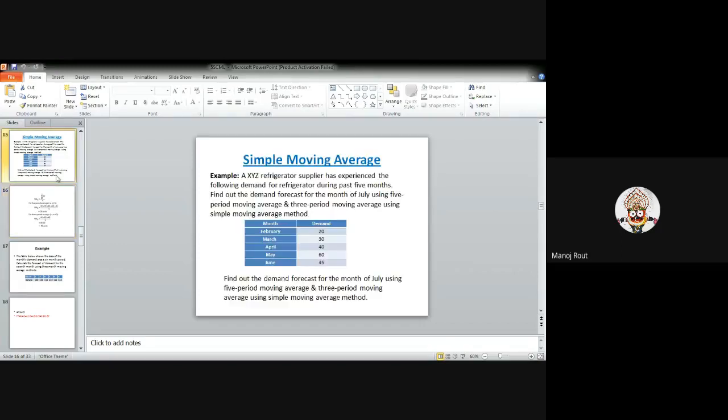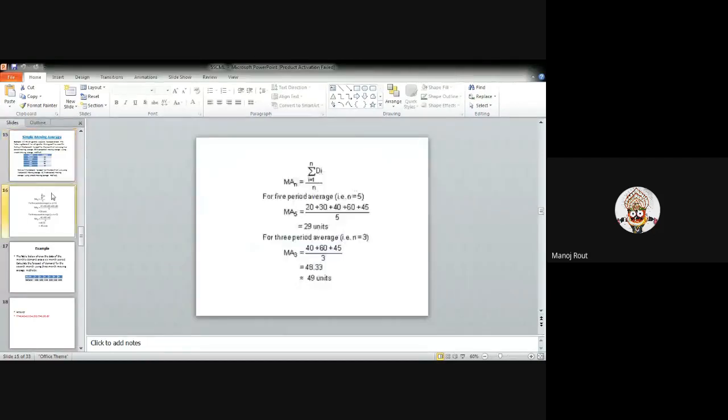Try to understand, just go to the bottom, find out the forecast for the month of July using 5-period moving average. So this particular example contains two types of moving average calculations, one for 5-period moving average and one for 3. Then in that case, the answer is how much? That is 20 plus 30 plus 40 plus 60 plus 45 divided by 5. Clear? Because the question already asked for 5-period moving average. And the next part of the question asks regarding 3-period moving average. So in that case, you have to choose the previous 3, that is 40, 60 and 45, divided by 3. Clear?